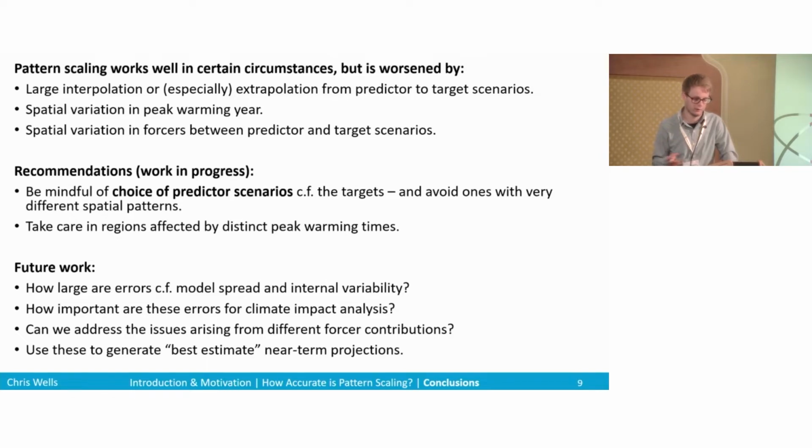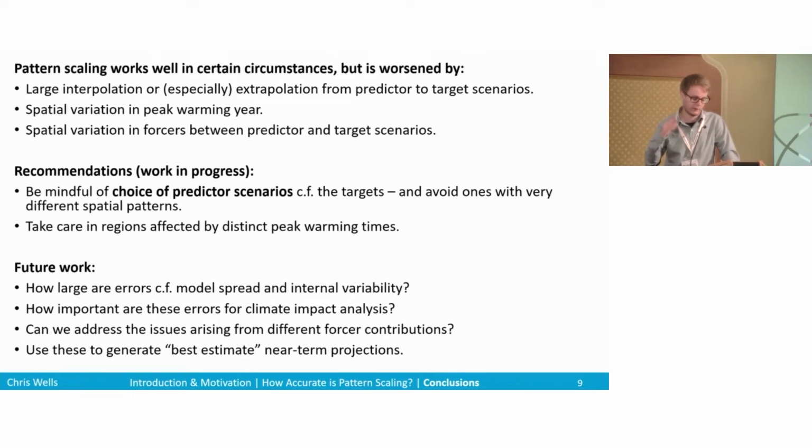is going to be important in future scenarios. And so the idea of my work is to generate a set of recommendations for use of pattern scaling. This is work in progress, but we can say straight away from the plots I've shown that you have to be careful of the choice of the predictor scenarios, especially with different warming rates. And you can take care in areas which you think for physical reasons will be affected by different peak warming times, like maybe the oceans or the land, and you can think of other examples.